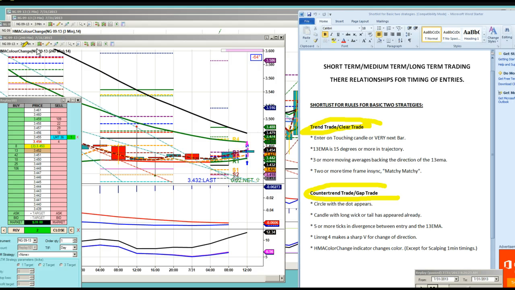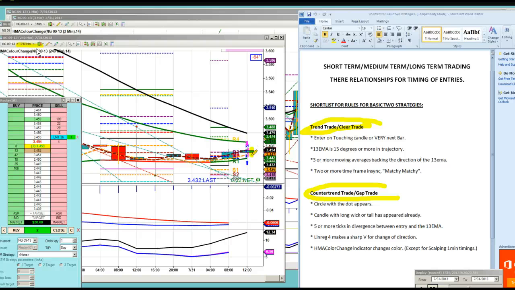So if you look at something like a 240-minute chart and you see that its HMA has changed color, you know what a gap trade is. You know where it has to get to. It has to get to the 13. And incidentally, that 13 happens to be sitting at the R4. These are clues. You need to look for them. So you're looking for the probability.